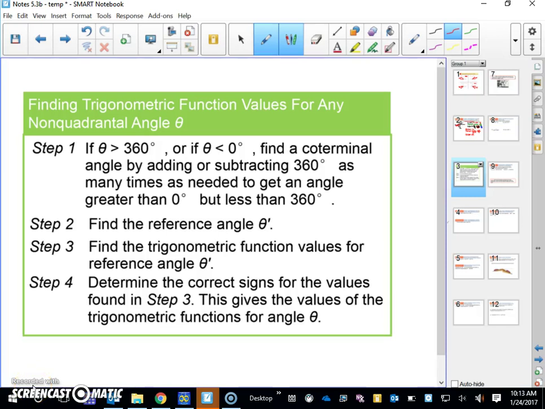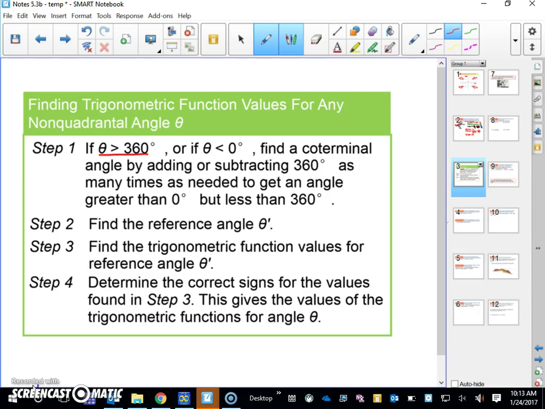This chart tells you the steps for finding a trig function value. I usually give it to you in 2 steps, but they draw it out and give it to you in 4 steps. Step 1, they're telling you what to do if it's bigger than 360, or if it's not in between 0 and 360, I guess. Do what we did a few sections ago.